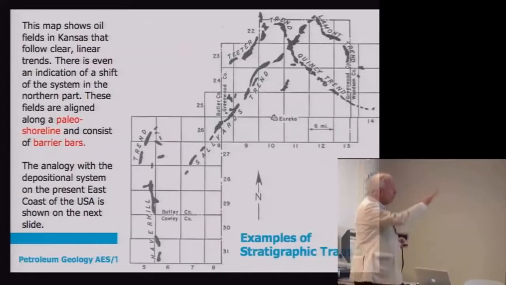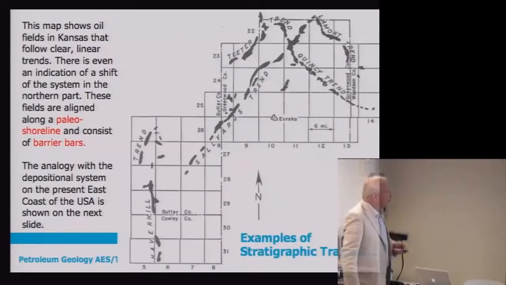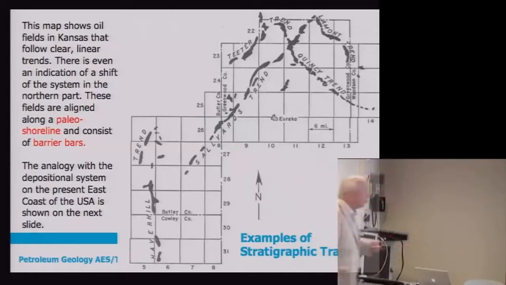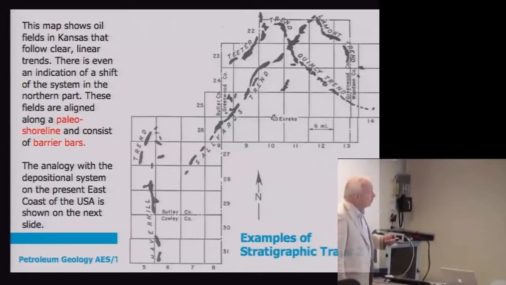This is a map of the fields in Kansas. There are many, many fields here. This is very large, it's 6 miles here, so that would be perhaps 100 kilometers wide from left to right. What it shows is the alignment of fields here, these trends.